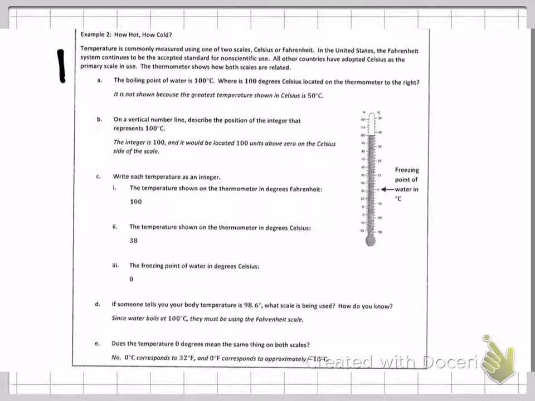Okay, here we go. As you can see in the picture, Celsius is on this side and Fahrenheit is on this side, okay? I'm going to be zooming in and out. The boiling point of water is 100 Celsius, where 100 degrees Celsius is located on the thermometer to the right.